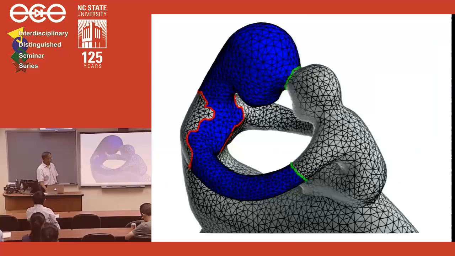This is an interesting example. It goes around the neck and under the arm, and breaks up into 2 cycles. So this red thing is homologous to that, and you can tell because the blue patch boundary is this, this, and that.